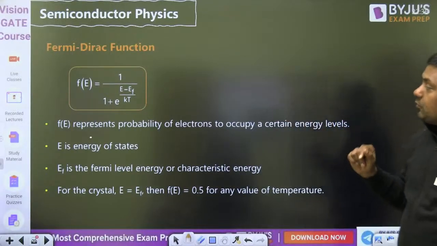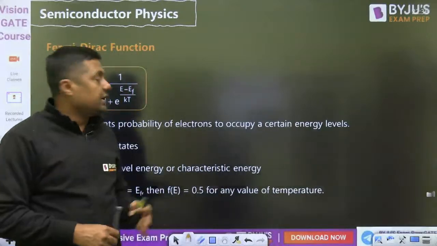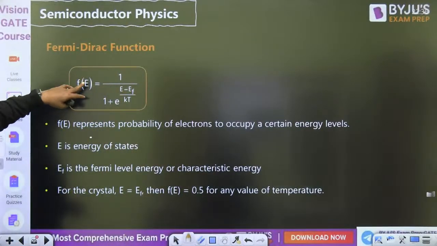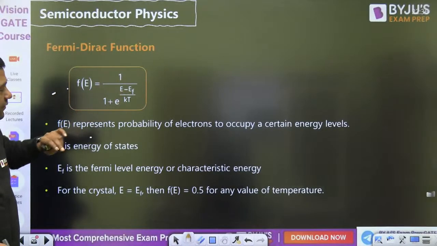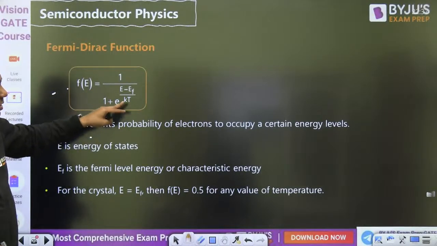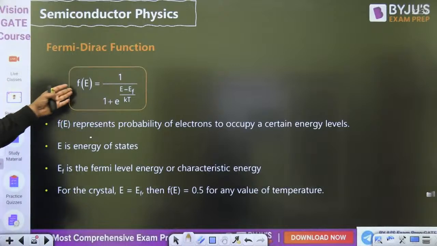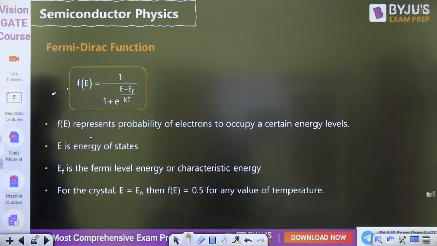Fermi-Dirac function, very important one. Every time we are getting a question on that, so I think you have command over this. First of all, always remember that formula, 1 upon 1 plus e raised to (E minus EF) by KT, where EF is the Fermi energy level, E is any discrete energy level, K is the Boltzmann constant, T is the temperature. Sometimes they will give you this formula and ask a question. For example, exactly at E equal to EF, the probability will become 1 by 2.